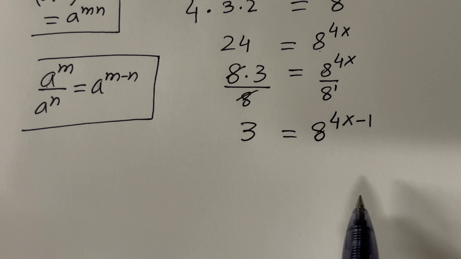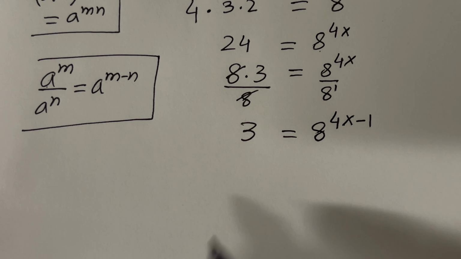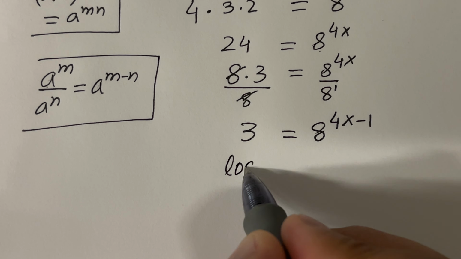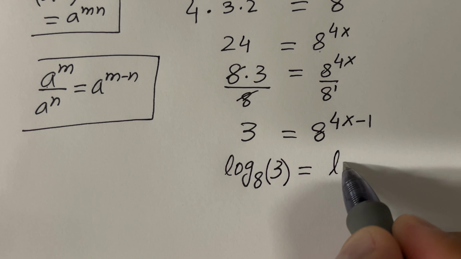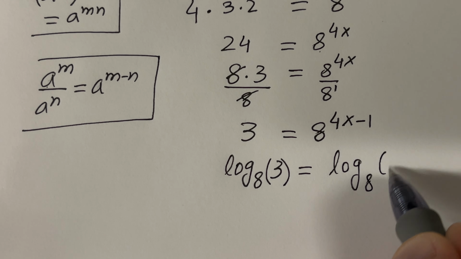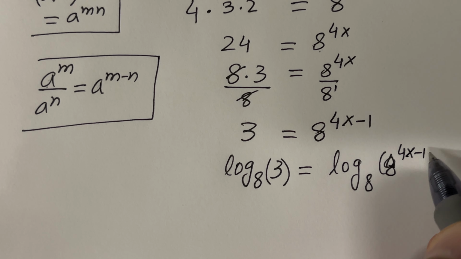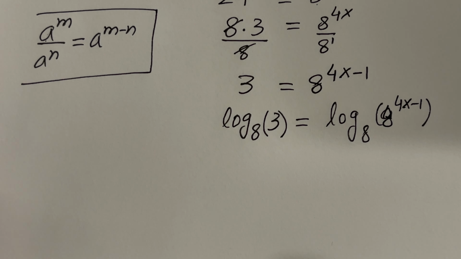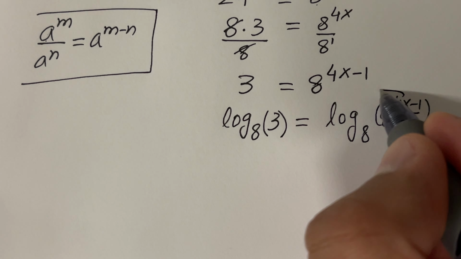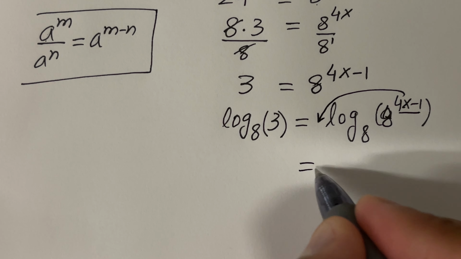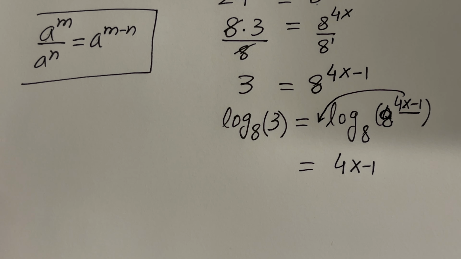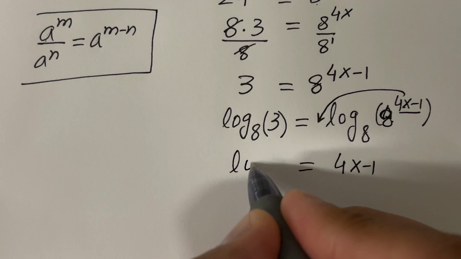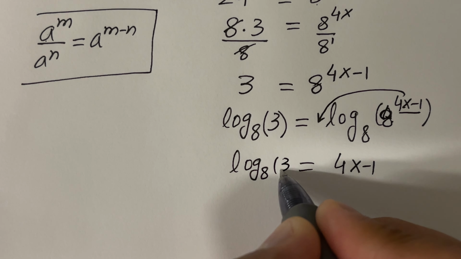How to simplify this? Of course, just take log base 8 on both sides. Log base 8 of 3 is equal to log base 8 of 8 raised to the power 4x minus 1. And there is a property of log that says bring the exponent up front. So you will have 4x minus 1, and these guys are the same, so you will get just 1 after that. So log base 8 of 3.